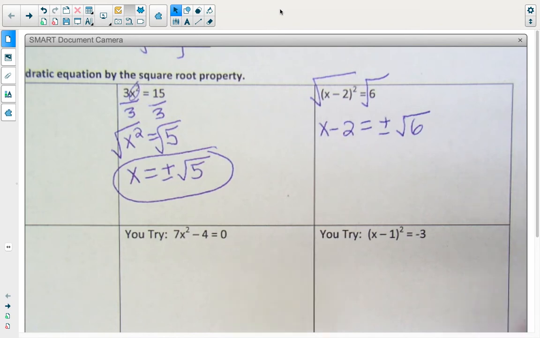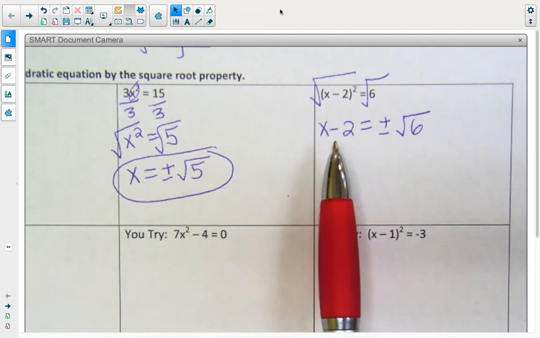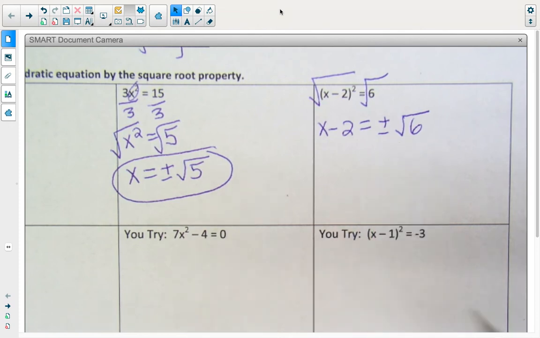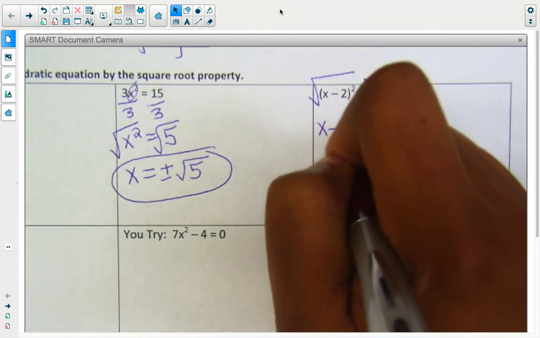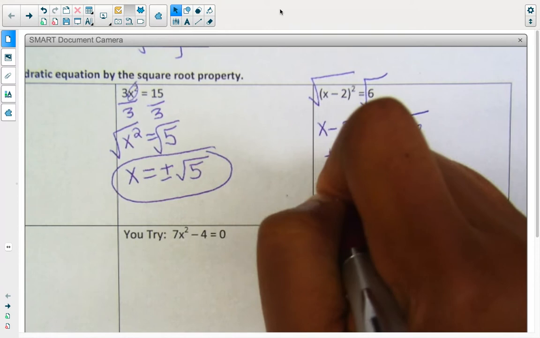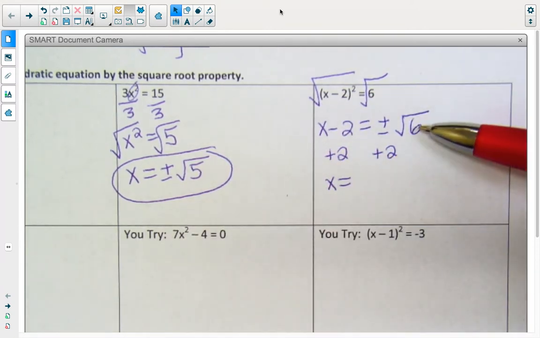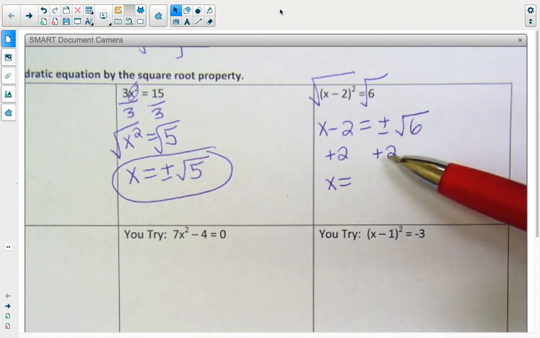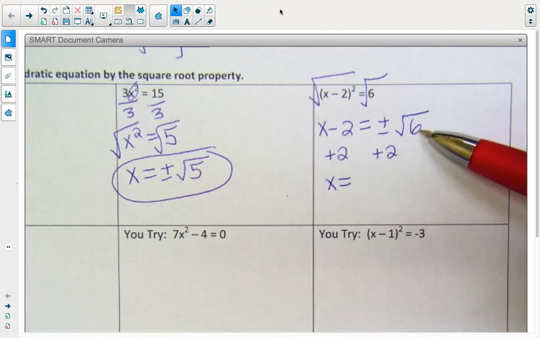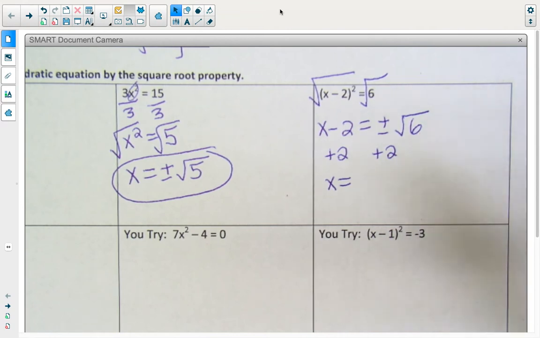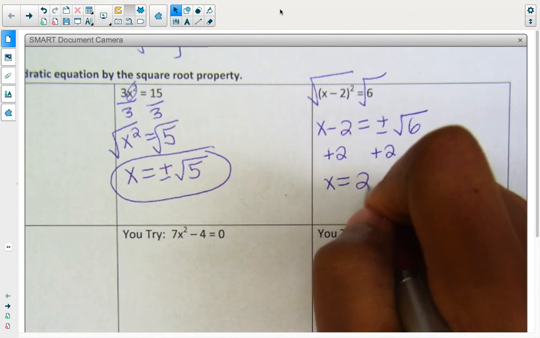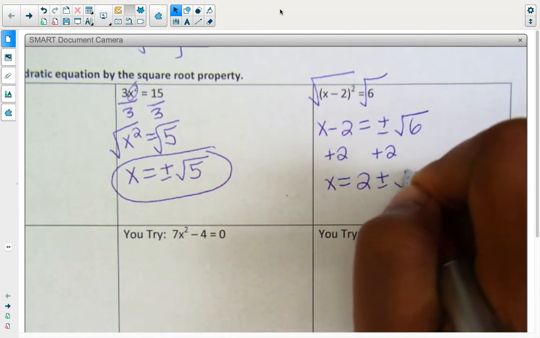Now, I am subtracting here, so I can add 2 to both sides. So we're going to add 2. X equals, this 2 cannot be put inside of this square root. The square root only applies to the 6. You cannot put this 2 inside of here and make 8. That is wrong, so do not do that. This 2 just goes right in front of this plus or minus sign. So my answer is going to be 2 plus or minus the square root of 6.